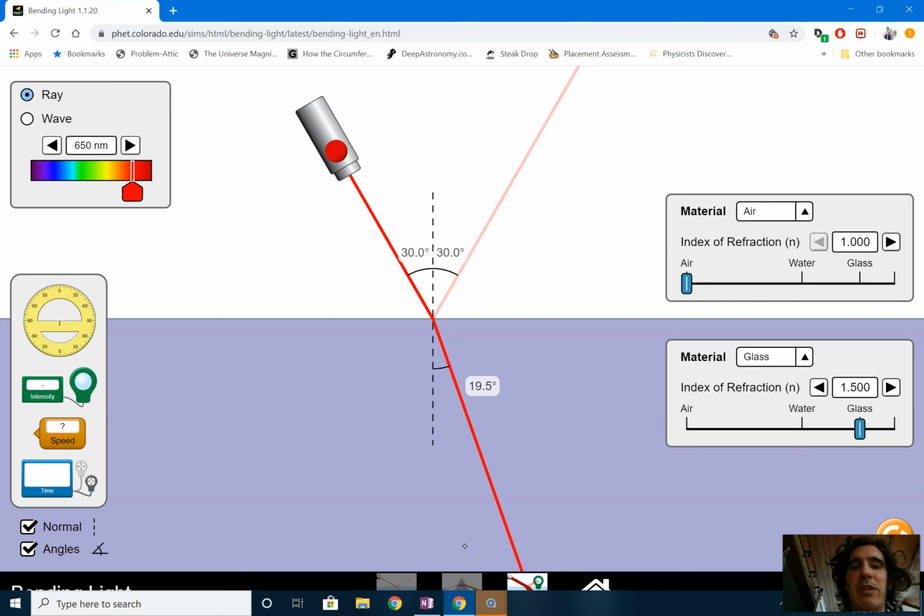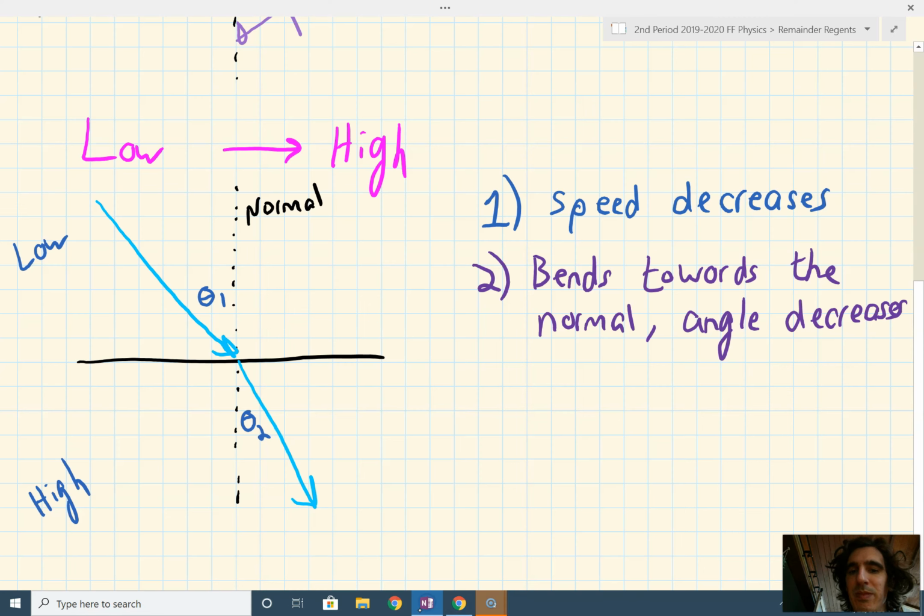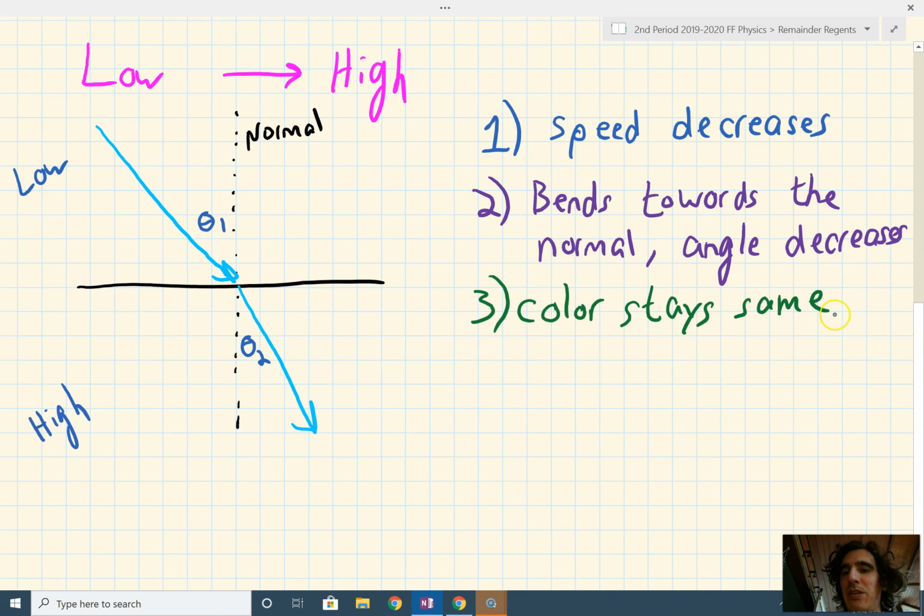Now notice that when it goes from air to glass, the red stays the same, so the color doesn't change when it goes from one medium to the next. So we can also add that the color remains the same. And if we recall from the previous video, color is dependent on frequency, so when it goes from one medium to the next, not only does the color stay the same, but the frequency also stays the same.